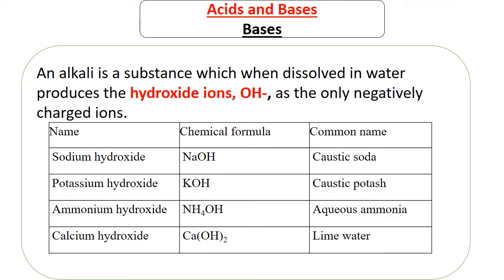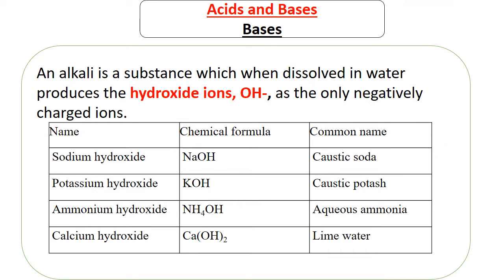These are examples of alkalis with their common names. I've got sodium hydroxide, which is called caustic soda, and potassium hydroxide, which is called caustic potash. Then I've got ammonium hydroxide, which is called aqueous ammonia. Then I've got calcium hydroxide, which is called lime water. Whenever you hear lime water, just know it's a base with this formula, and its chemical name is calcium hydroxide.